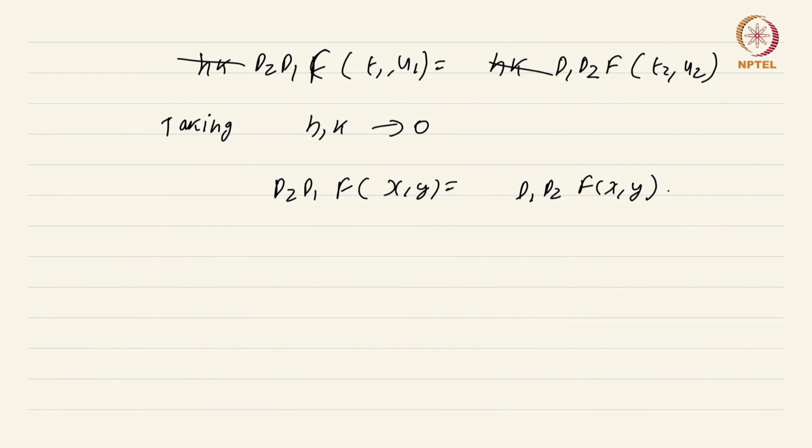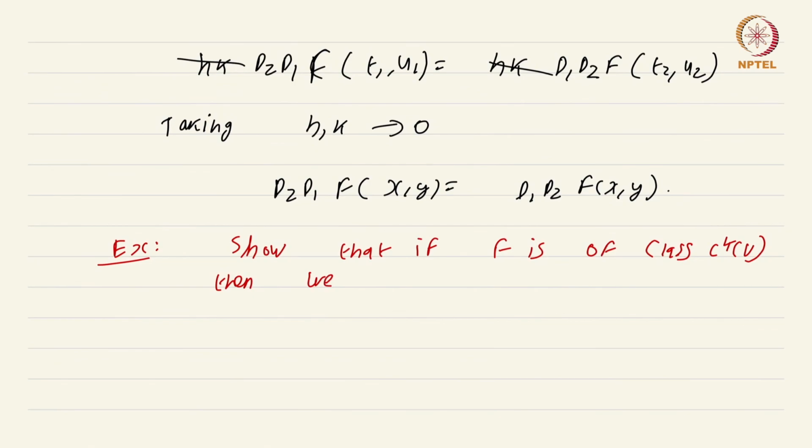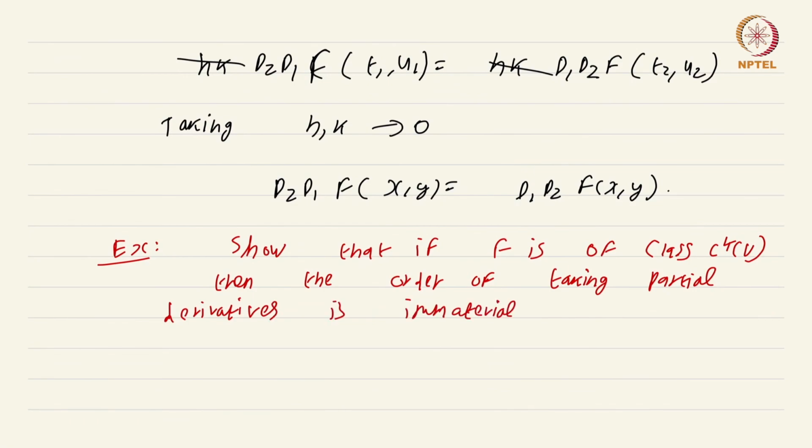Now I'm going to leave a final exercise for you to finish. The exercise says show that if f is of class C^k on U, then the order of taking derivatives, partial derivatives, is immaterial for all partial derivative operators up to order k.